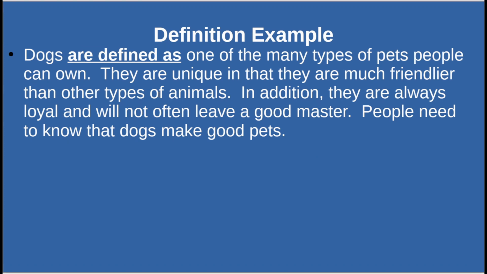Dogs are defined as one of the many types of pets people can own. You can see right here in the bold, that is our key phrase. What we're doing here is trying to describe what a dog is within the context of being a pet. You can read the rest of this on your own. But the point here is that this is a definition in that we are trying to describe what a dog is like. We talk about how they're friendlier than other animals. They're also loyal and will not often leave a good master, etc.